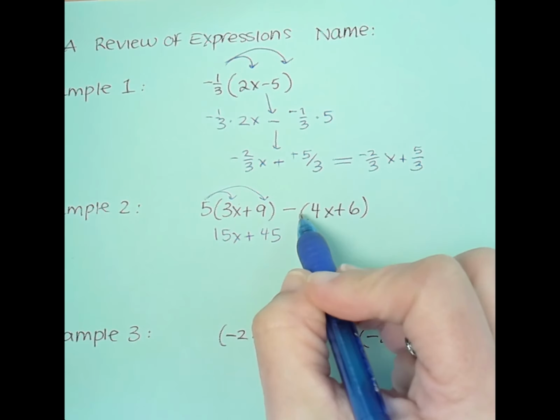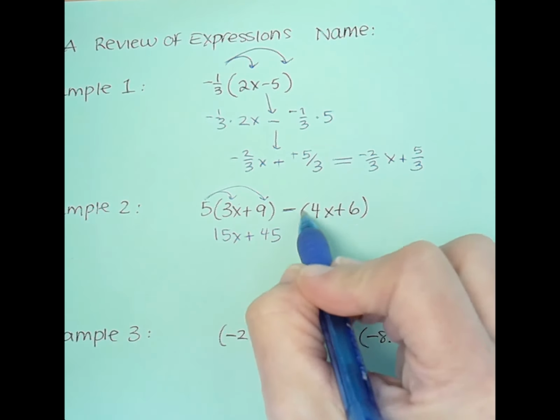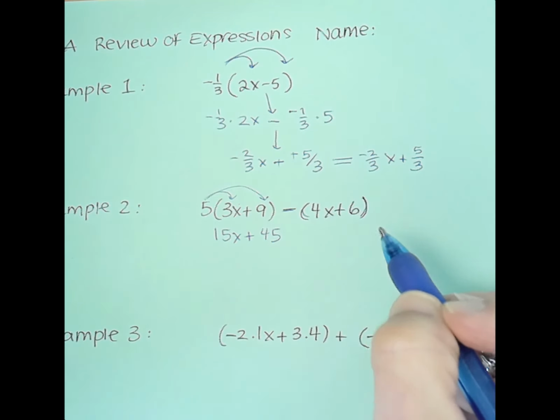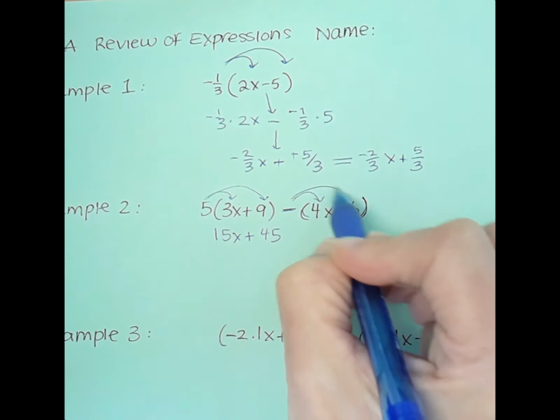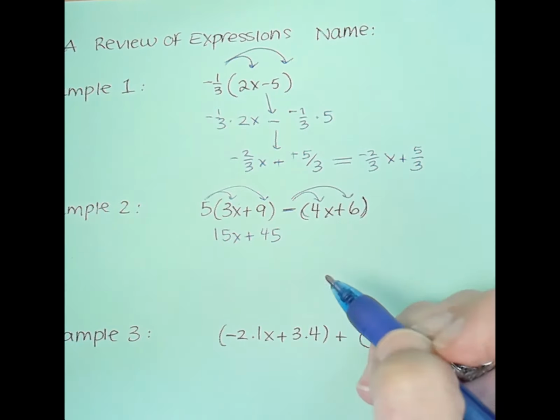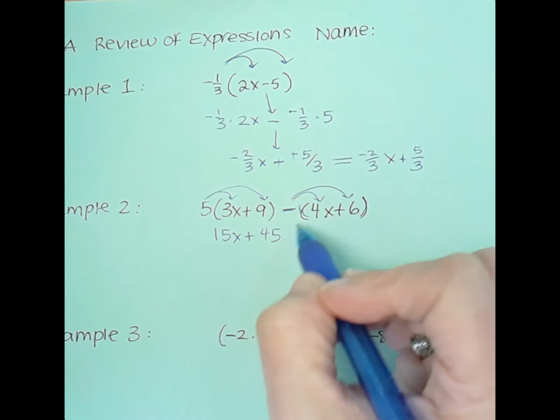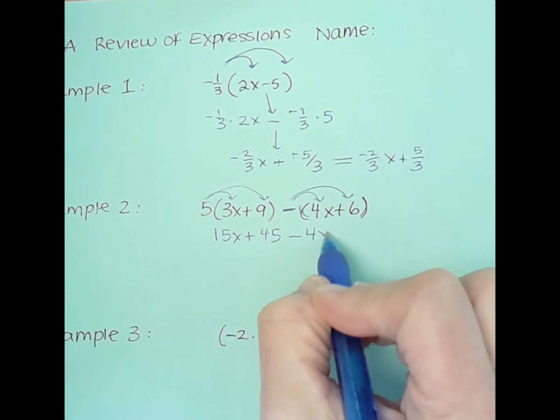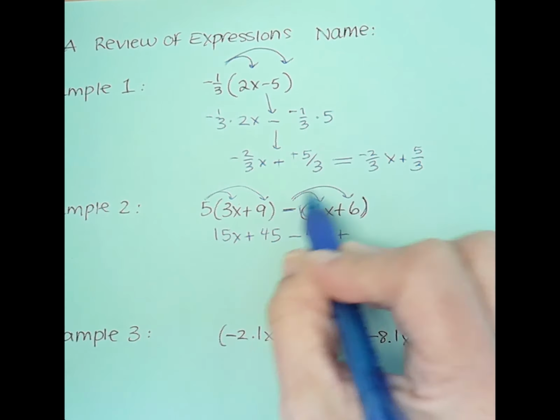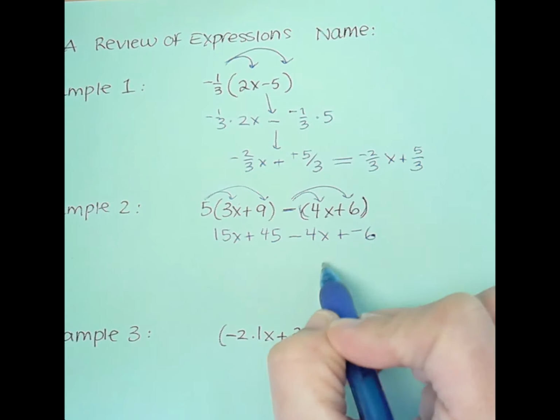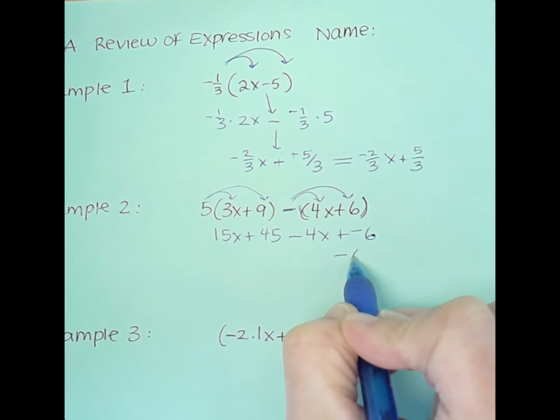Okay, this one is a little tricky. We're subtracting everything inside the parentheses, so it's almost like multiplying by negative 1. We're going to have minus 4x plus a negative 6, which would be the same as subtracting 6.